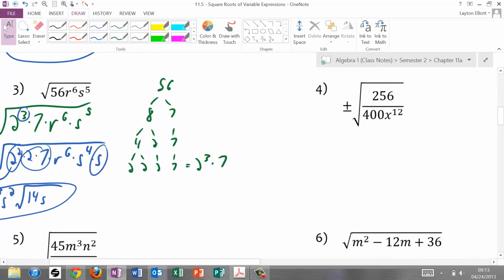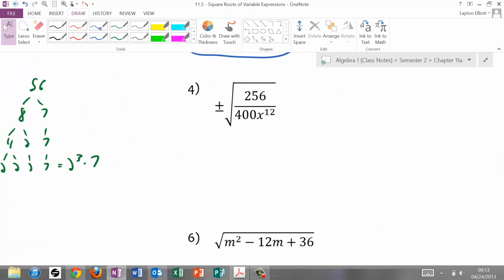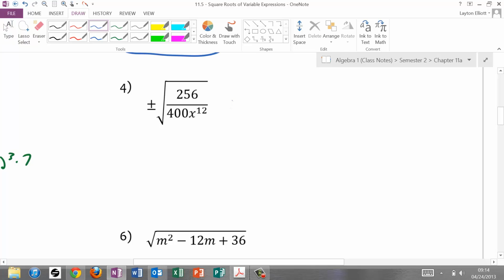Let's go to number 4. Whenever possible, we always want to reduce fractions. So 256 over 400. Well, I could take the square root of 256 if I know my square roots. 256 is 16 squared, and that's one of the ones I wanted you guys to know.